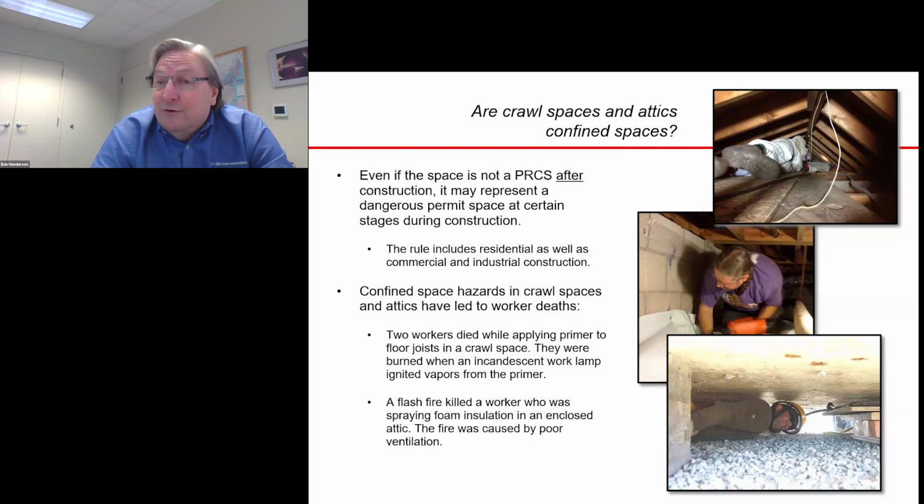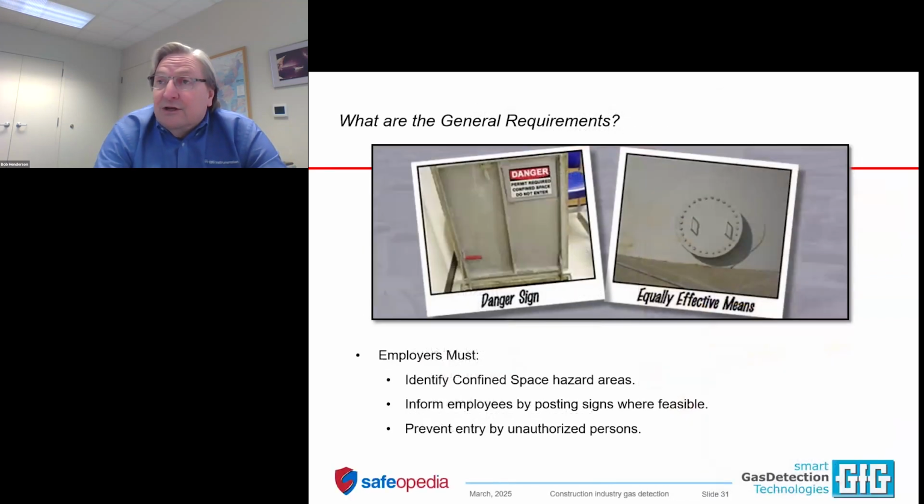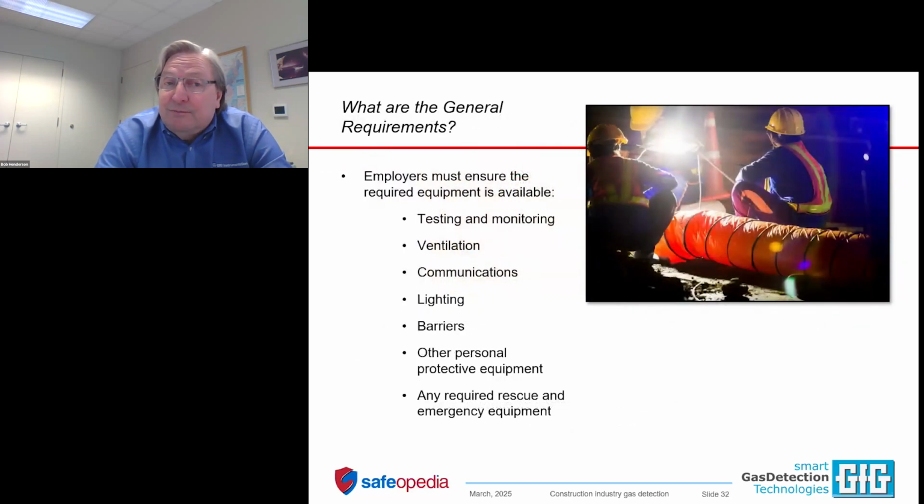And you're going to have to do a lot more if it's a permit space than if it's a non-permit space. Employers need to identify confined space hazards, inform employees by posting, and also prevent entry by unauthorized people. You really want to make sure that when you leave the confined space, you secure it in a way that unauthorized people can't get into it and get into trouble.